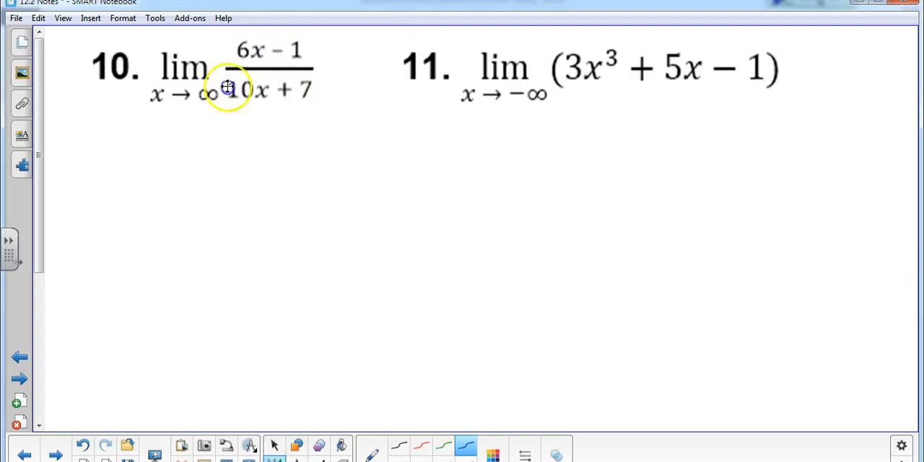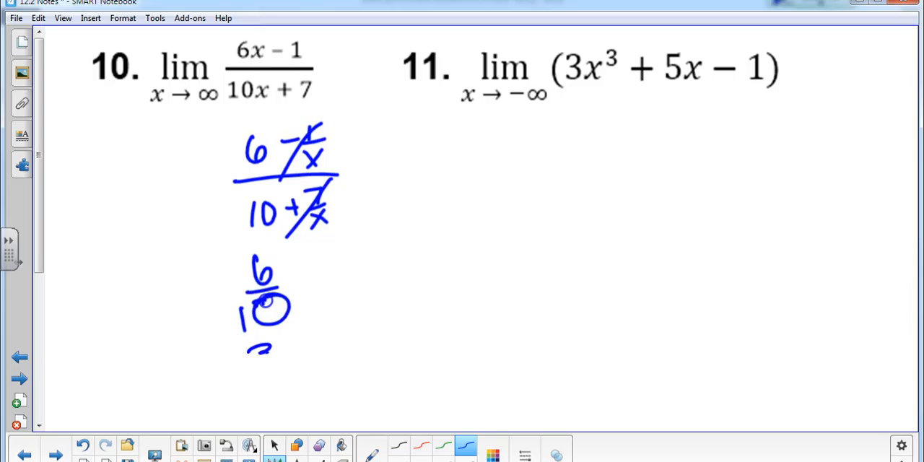Here's one where we'd have to do some dividing by x. Do you know what's going to happen? 6/5, 6/10, or 3/5. Leading coefficient over leading coefficient, right? Yep. Okay, what about here?